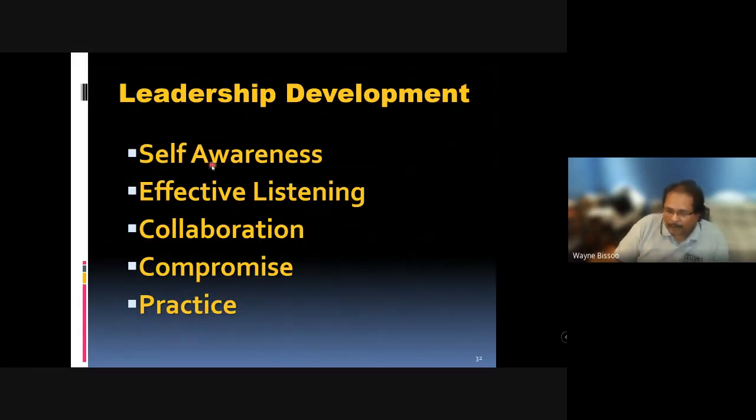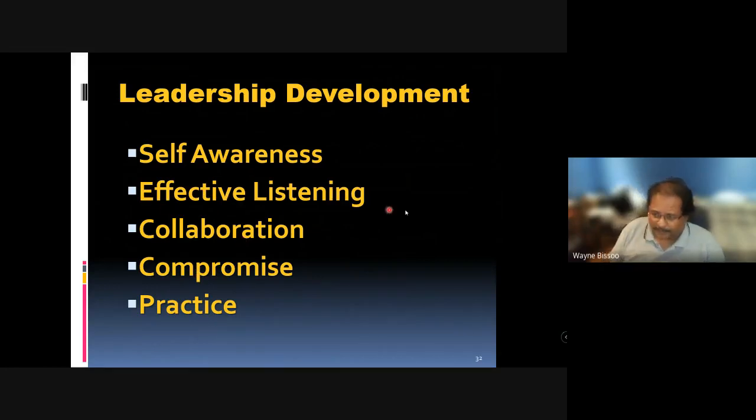So what we want to be looking at is the development of your own self-awareness, which is going to be the start point and probably the most critical part of the development of your own skills in developing further your leadership capacity. Self-awareness, and to relate that back to the picture there with President Trump, has to do with making sure that you reflect upon what you do and why you do. So self-reflection and reflection on things around you is going to be important. Effective listening, collaboration, compromise, and practice.